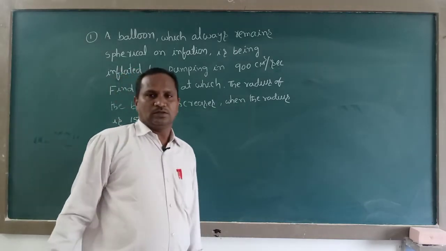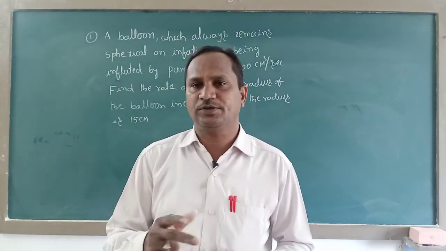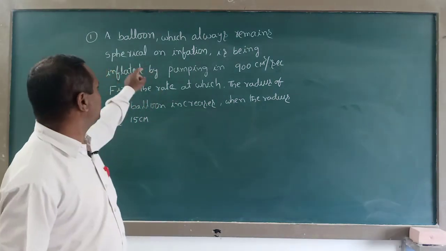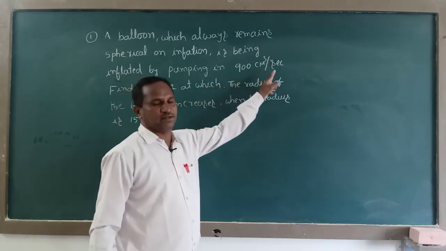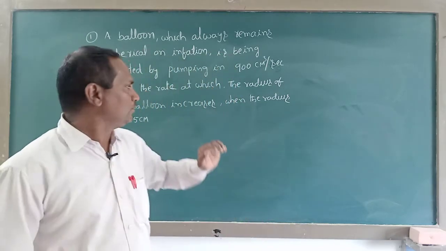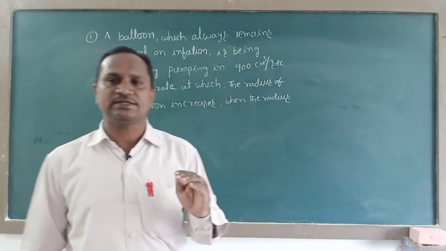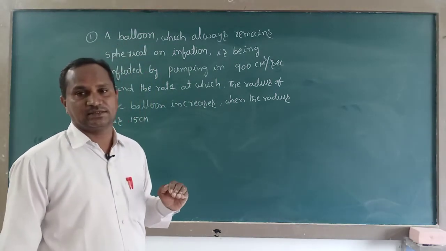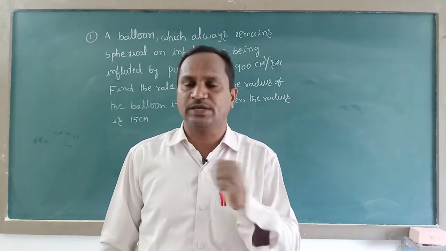Here, balloon means it is always in the shape of a sphere. In that sphere, the rate of change of volume is given. It is changing 900 centimeter cube per second. But what about the rate of change of its radius? We are going to find the rate of change of radius when its radius is 15 centimeters. That's why here we are finding the rate of change of radius of the sphere.